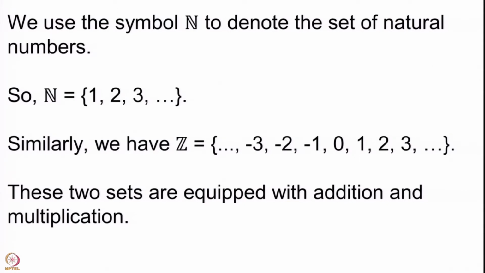One nice thing about Z is that you can subtract. If I wanted to subtract 3 from 2, I will get minus 1, which is yet another element in Z. Can we do that for N? That is something that would be the most natural question that we would have.